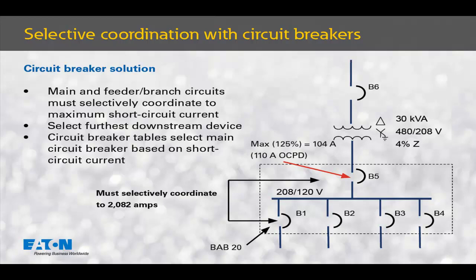Because we have 2082 amps available fault current on the secondary of the transformer, we have to select a main circuit breaker for this panel that selectively coordinates with that BAB20 up to 2082 amps. Remember that the main device cannot have an amp rating greater than 110 amps per the National Electrical Code. Our analysis will take us to the circuit breaker selective coordination tables to identify what breaker pairs selectively coordinate for currents up to 2082 amps and do not have a minimum long-time pickup of greater than 110 amps, the maximum size that the NEC tells us we can have for this application.